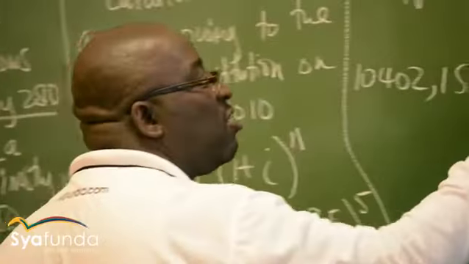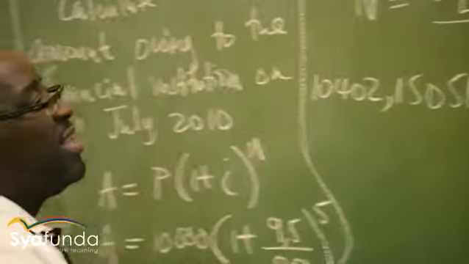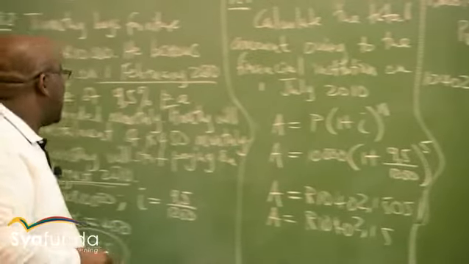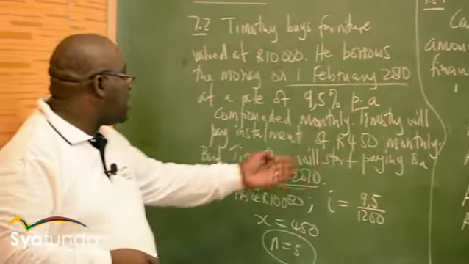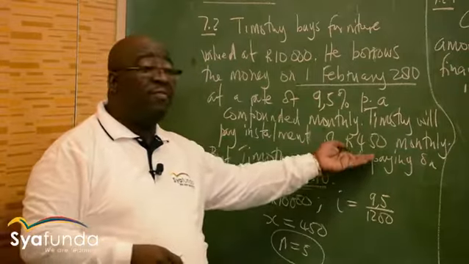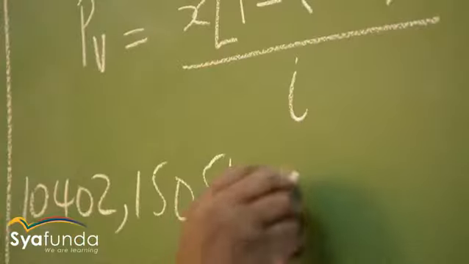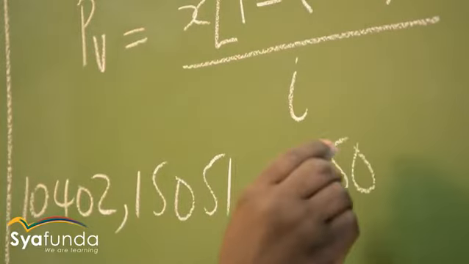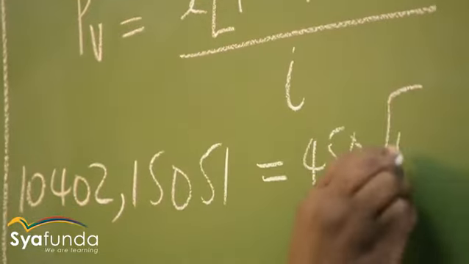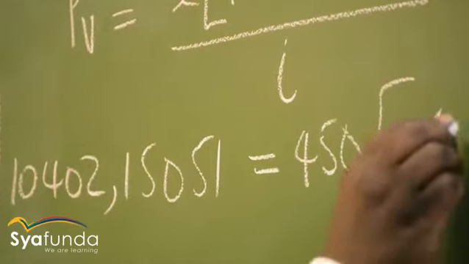Do I know the installments? Yes, I know the installments. He agrees to pay the installment of 450 every month. So I know the value of x in this particular case. It is 450. 450 into 1 minus into 1 plus.